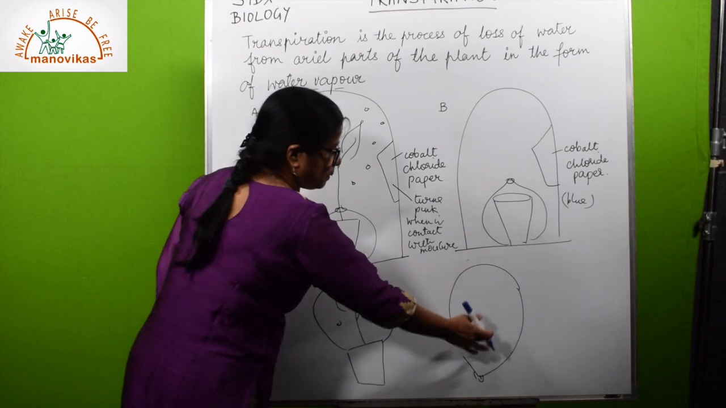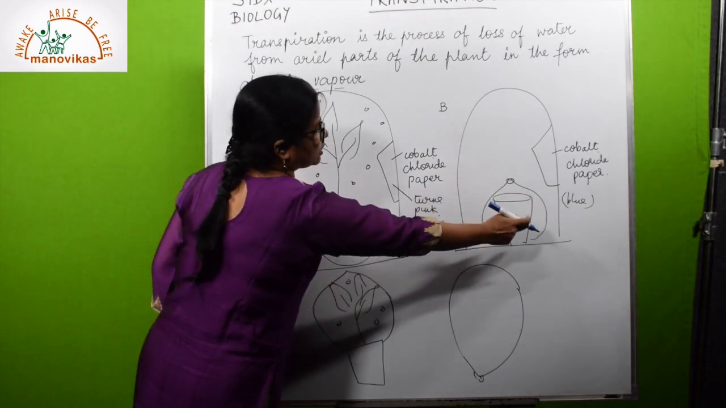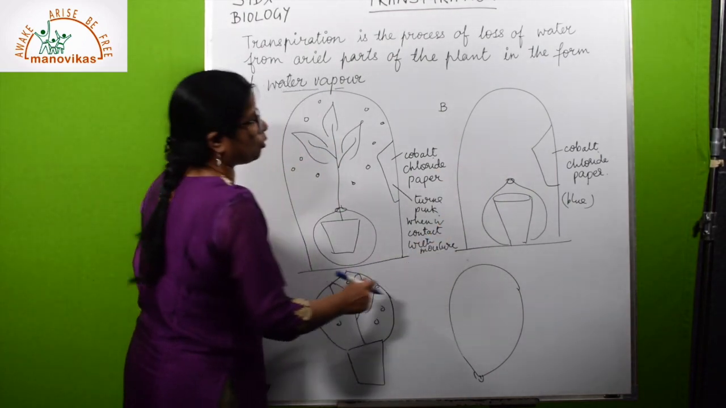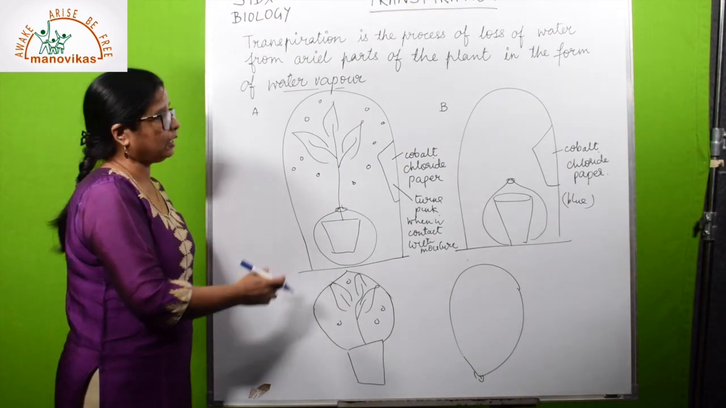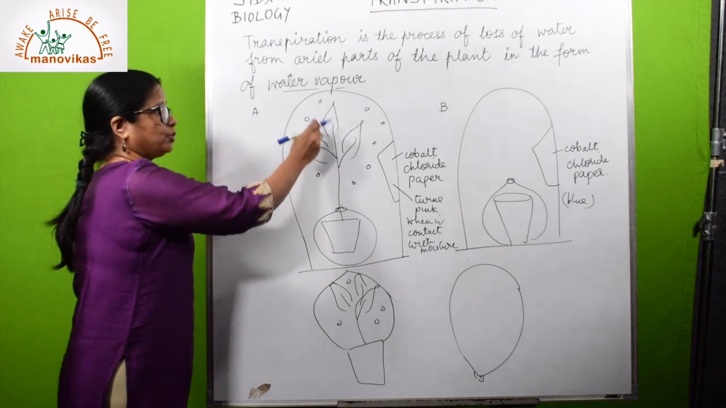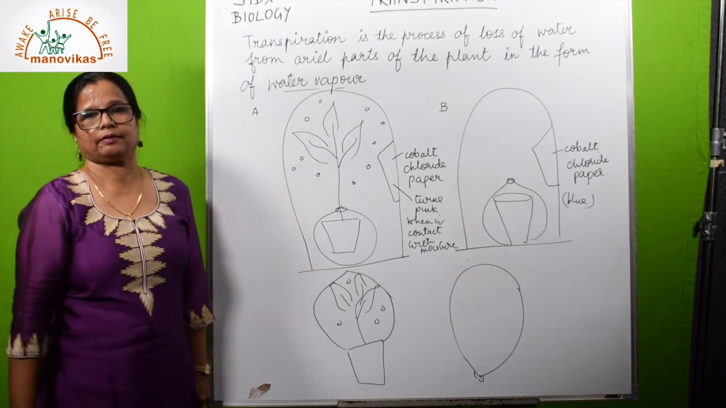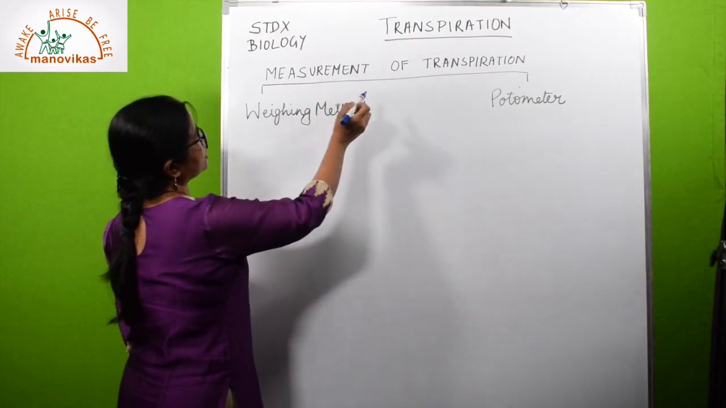But in the cases where the plant was absent, it was blue. It remained blue. So cobalt chloride shows us whether there is presence or absence of moisture, and that transpiration happens through these aerial parts of the plant. Let us now study how we measure transpiration.